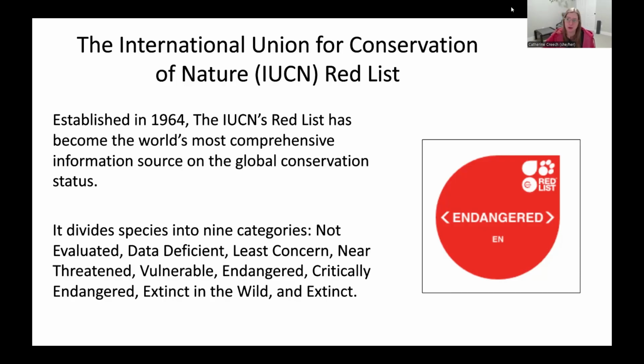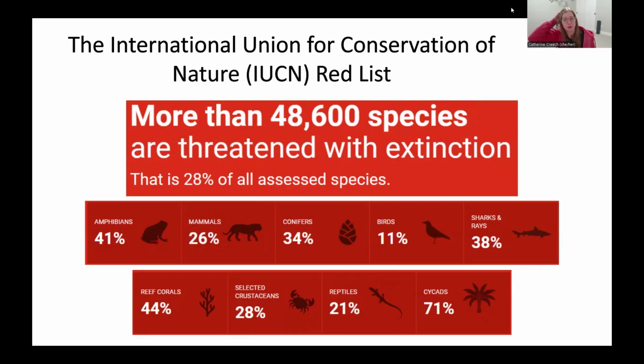Where are we at right now with the Red List? Take a moment and check these numbers out. This is 28% of all species that we've looked at that are threatened with extinction. So that's more than a quarter.